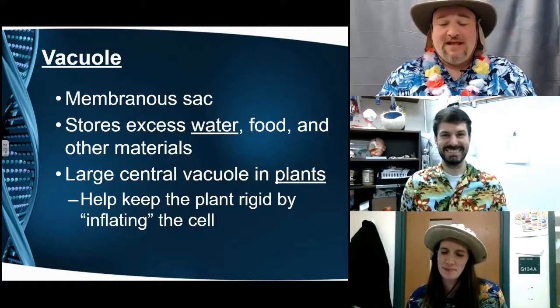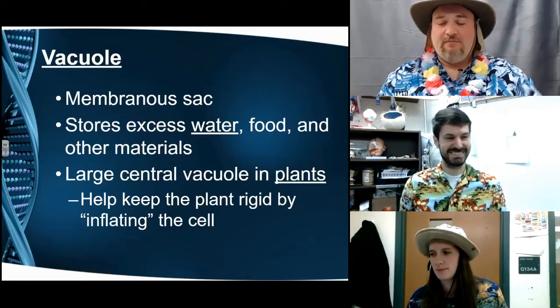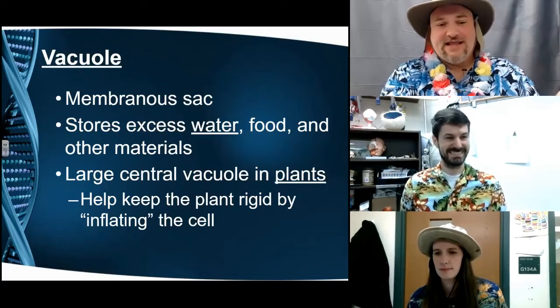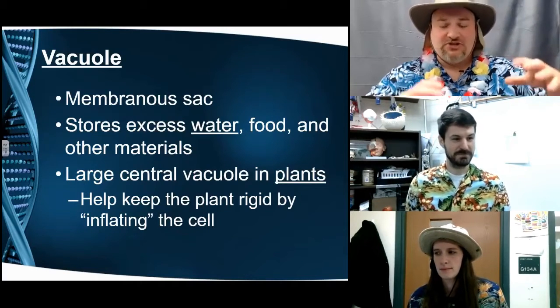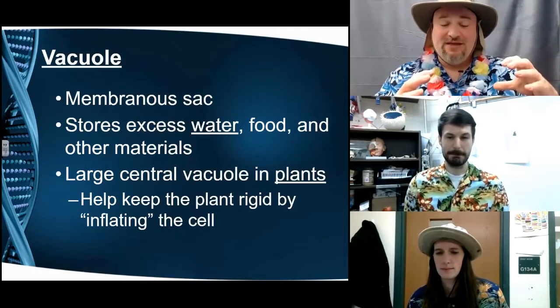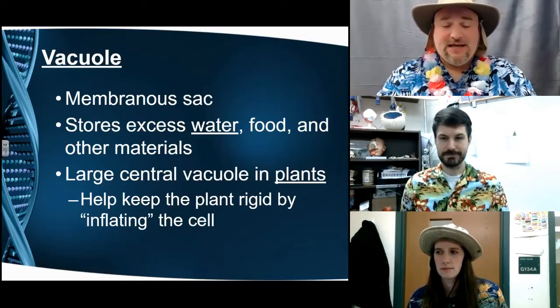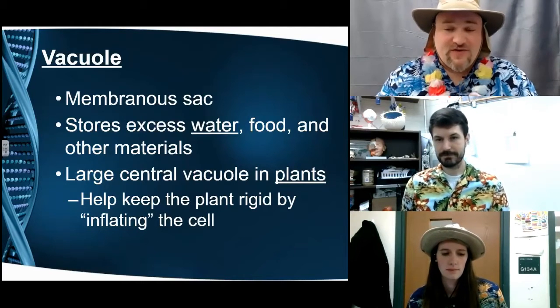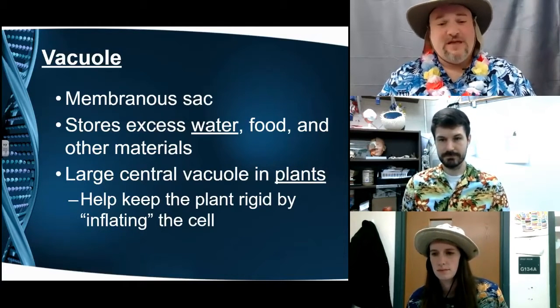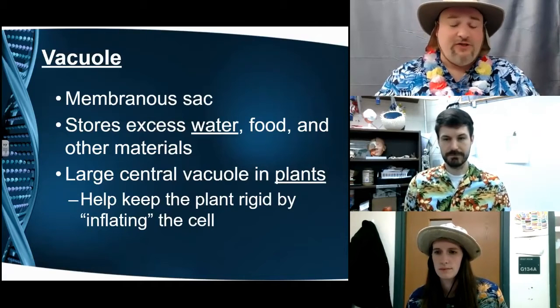But you know, both plants and animals have vacuoles. But we talked about with plant cells earlier on that they have a big central vacuole. They've got just a huge one that takes up a lot of space and helps control things. It's kind of like the inner tube on a tire, keeping them rigid. They're not the only things with vacuoles. Animals have them, but they're just smaller. But they store water, food, and other materials.